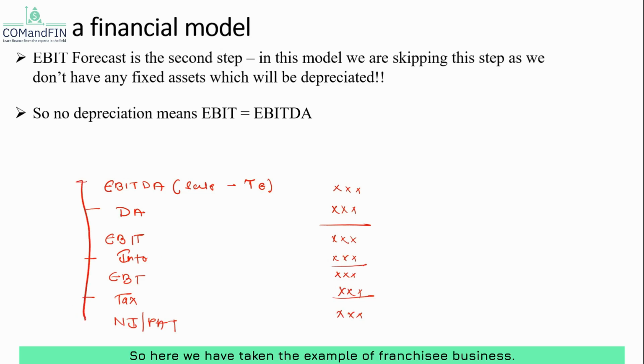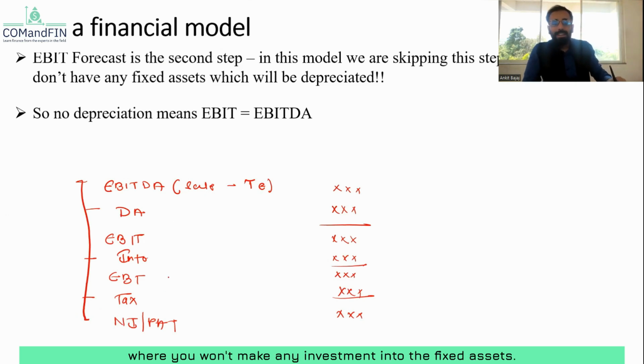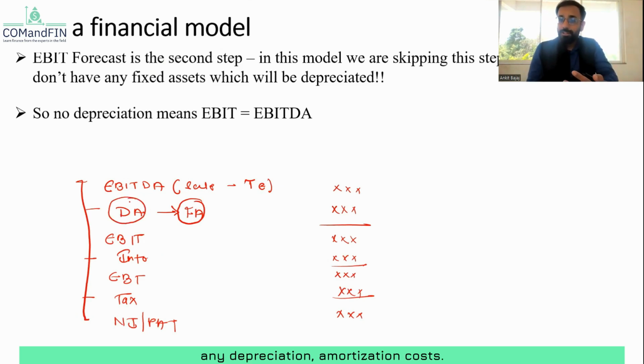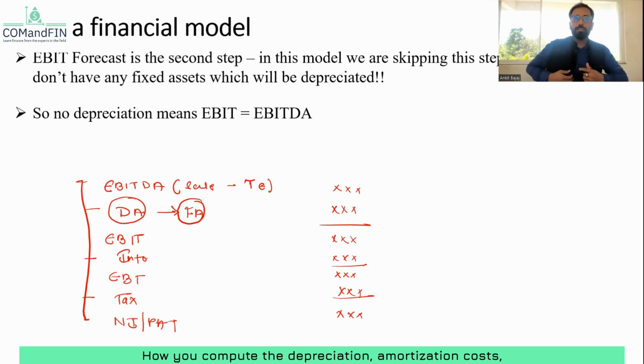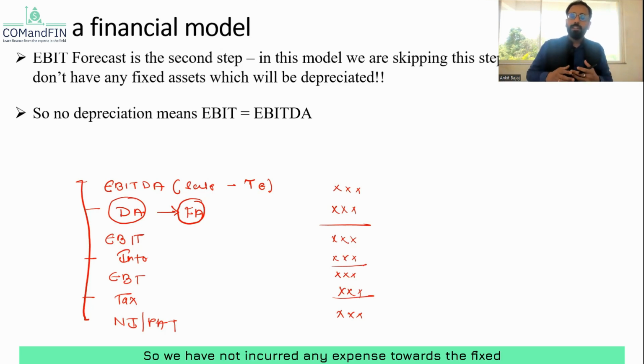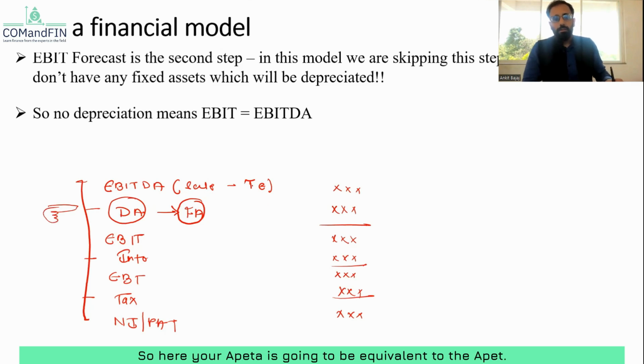Here we have taken the example of a franchisee business where you won't make any investment into the fixed assets. Now, if you don't make any investment into the fixed assets, you have to understand that you won't record any depreciation and amortization cost. You compute depreciation and amortization cost if you have incurred any expense related to fixed assets. We have not incurred any expense towards fixed assets, so we do not have to record depreciation and amortization cost. So here your EBITDA is going to be equivalent to the EBIT.